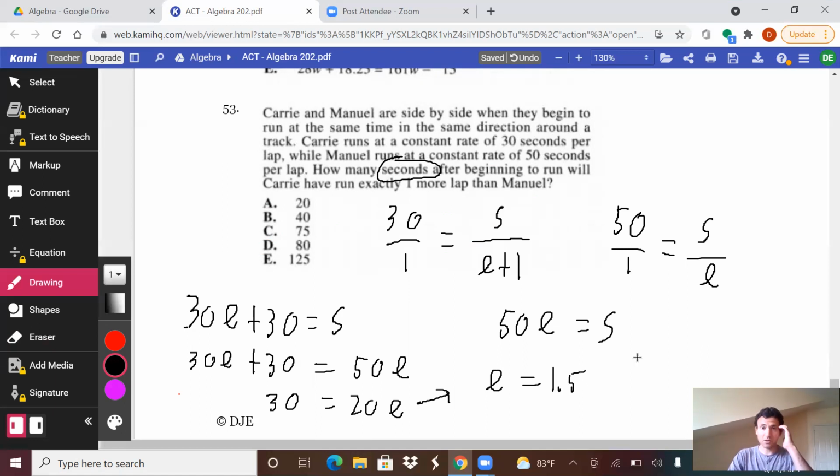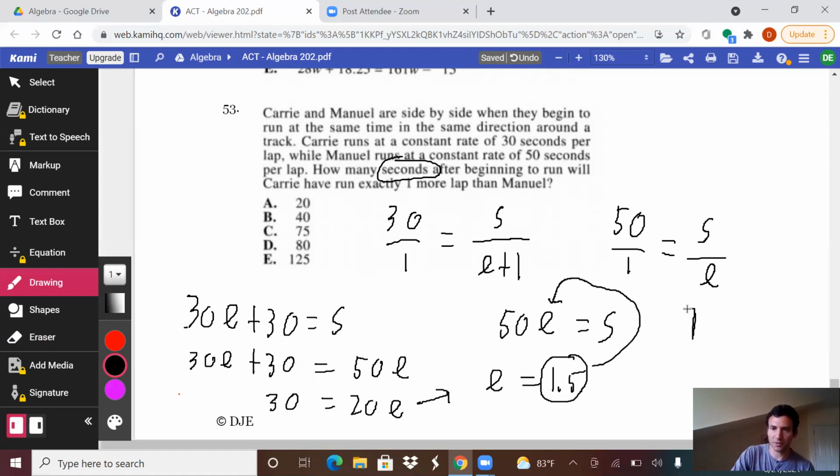So if the laps is going to be 1.5, what we want to figure out now is just how many seconds. So real simply, we just take the 1.5, plug it into L right here in the equation we already have, and 50 times 1.5 is going to be 75. So we know that it's 75 seconds is the point where Carrie will have run one more lap than Manuel.